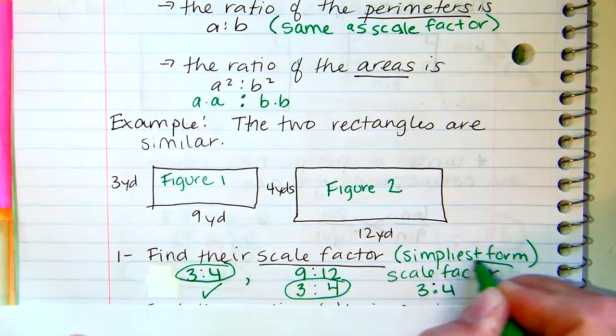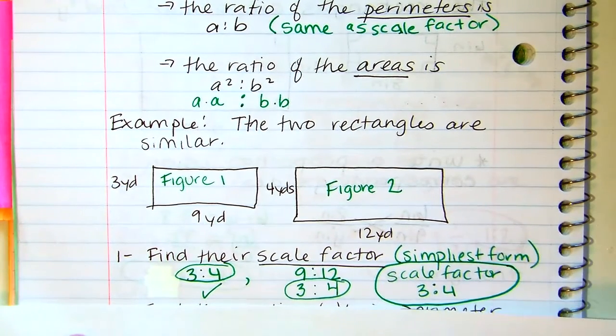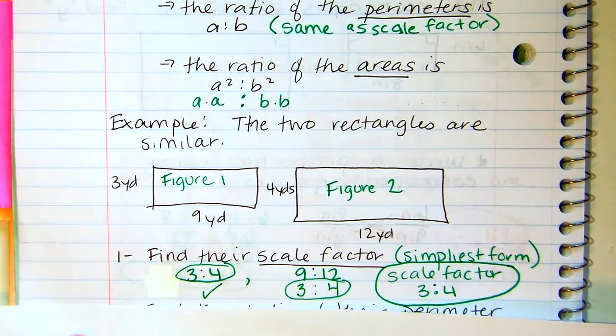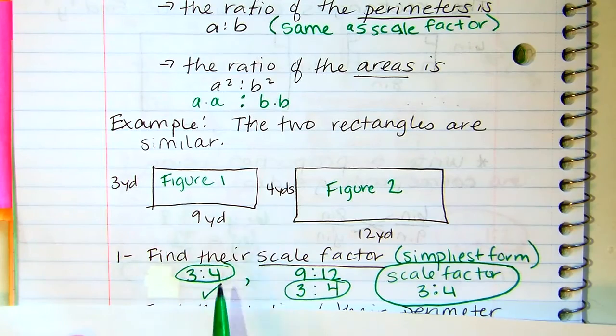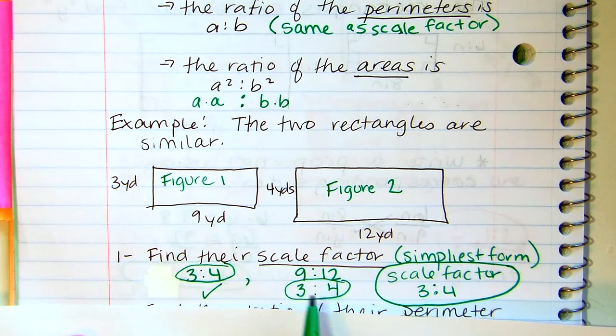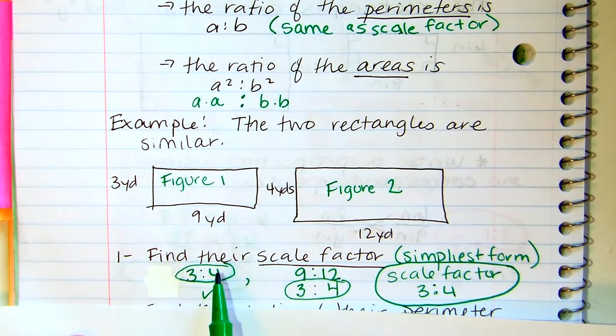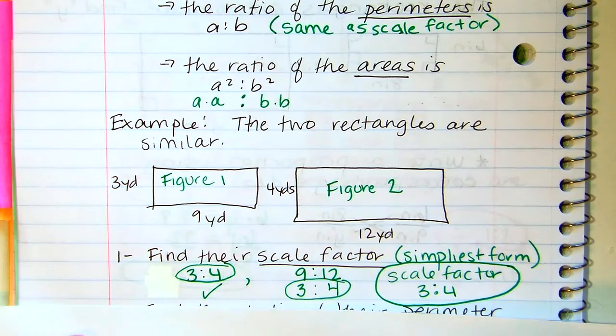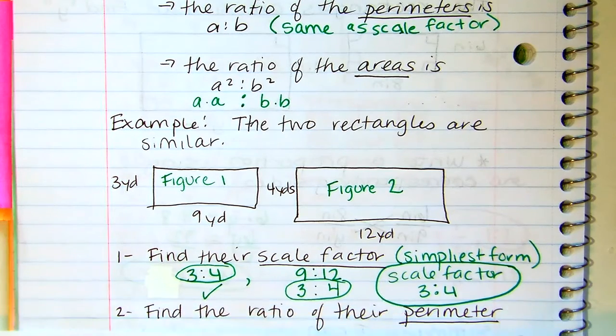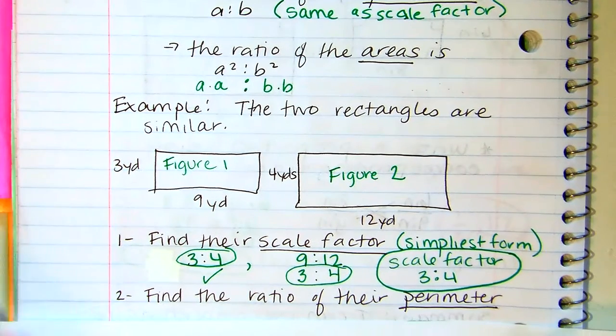Okay, so our scale factor is once again the corresponding sides set to each other and put in simplest form. Now, if for any reason these numbers, when you simplify them, do not give you the same scale factor, first, check your simplification. Second, check to make sure that you have the correct corresponding sides with each other. Okay? Now the next thing, we are going to find the ratio of their perimeter.